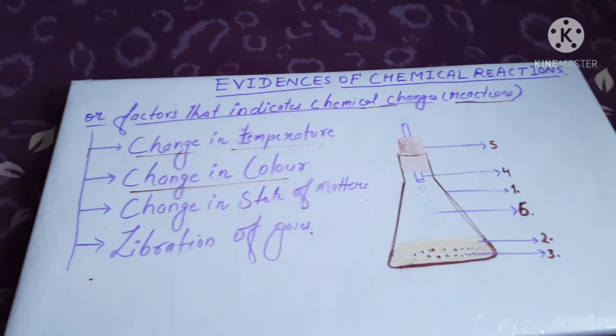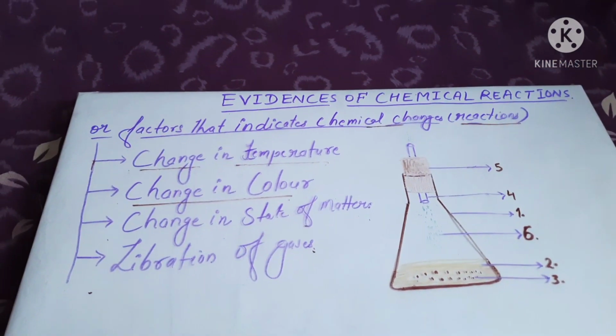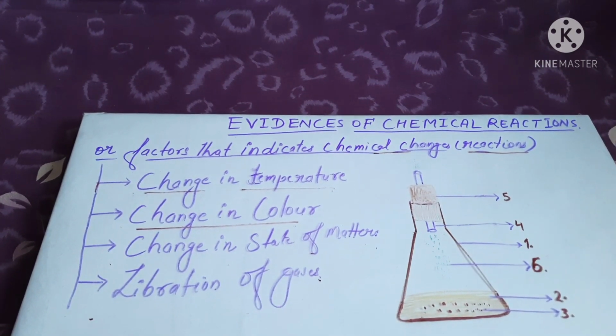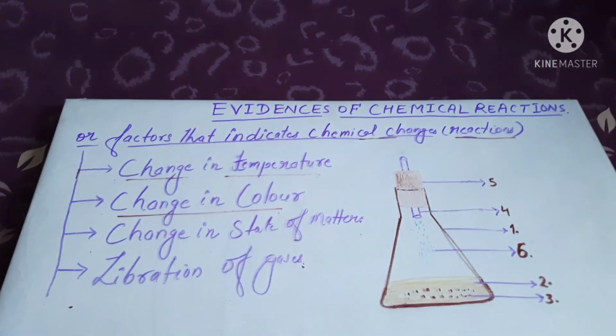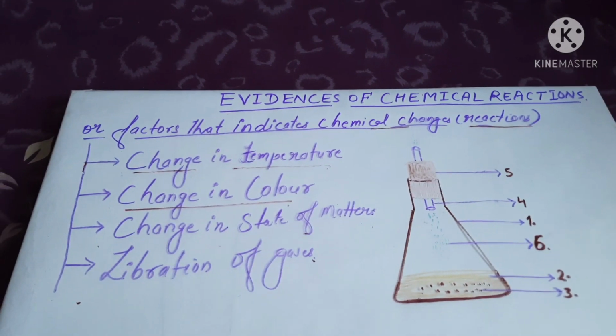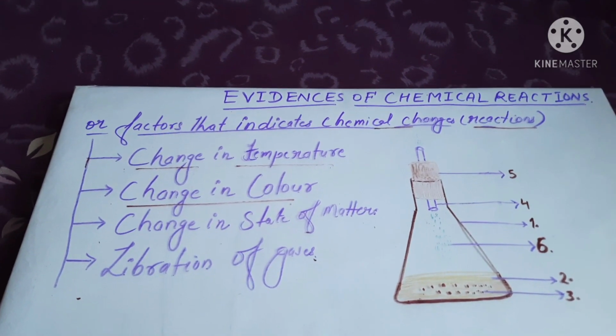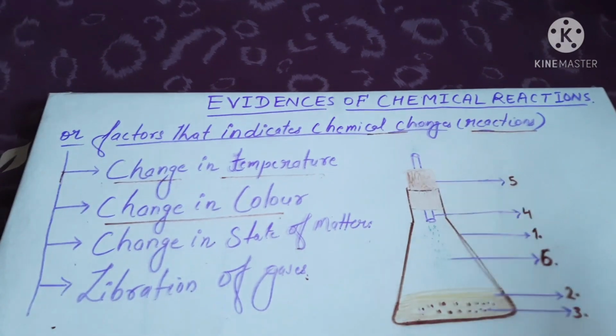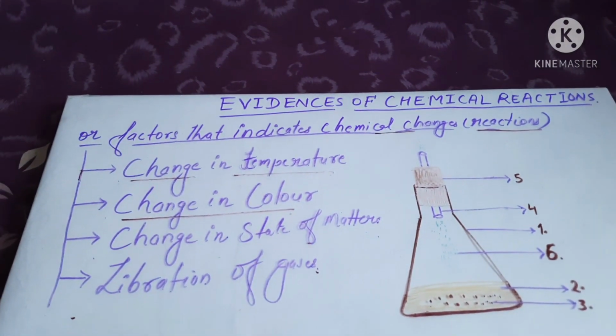We have learned in the previous video about the definition of chemical reaction. You can also define chemical reaction in your own words, but it should be short, precise and accurate. Now we have to learn about the evidences of chemical reactions.